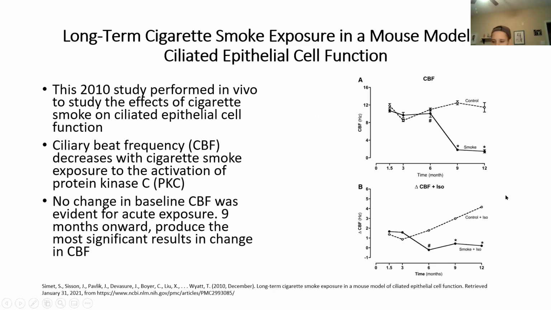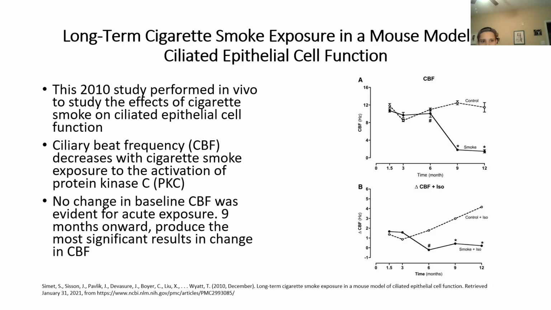Okay, and then the paper that I looked at was written in 2010. It's talking about long-term cigarette smoke exposure in mice and how it affects specifically ciliated epithelial cell function. So they looked at a variety of different things. What I'm touching on in this slide and what this graph is about is the ciliary beat frequency.